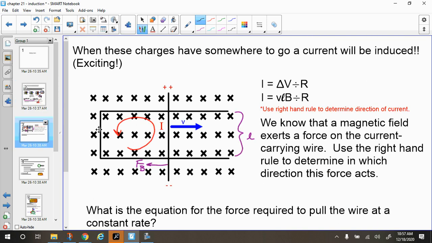Now let's talk about what happens when the charges have somewhere to go. So in the last example, we just had a piece of metal moving through the magnetic field.